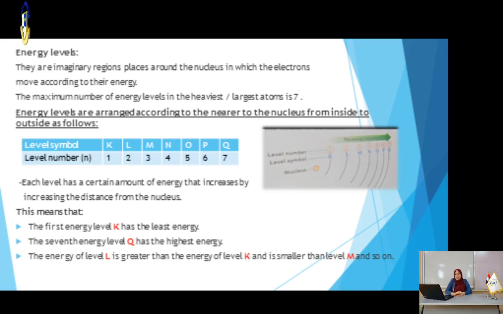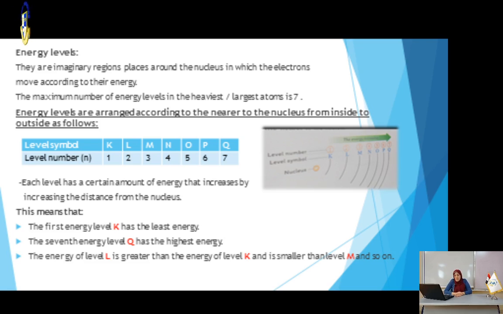Now we'll talk about the arranging of energy levels. Energy levels are arranged according to how near they are to the nucleus, from inside to outside, as follows. We have the level symbol and the level number or order: the K level, L, M, N, O, P, Q, 7 levels.